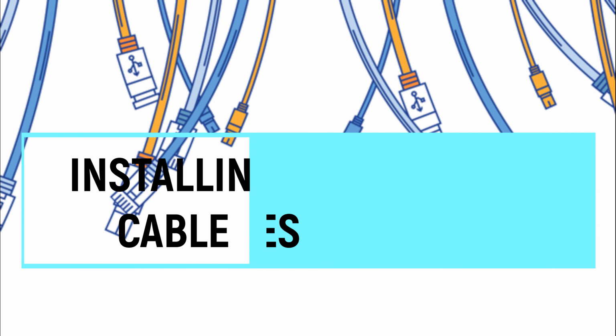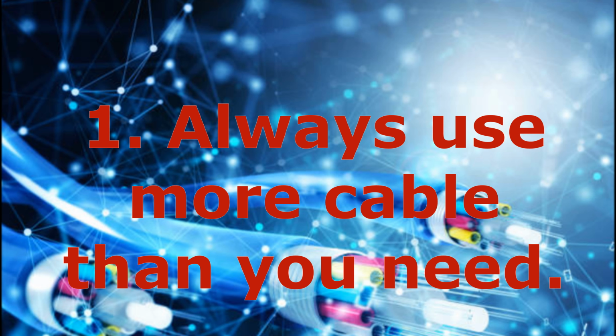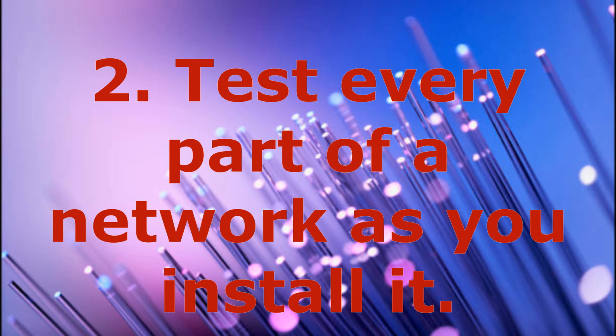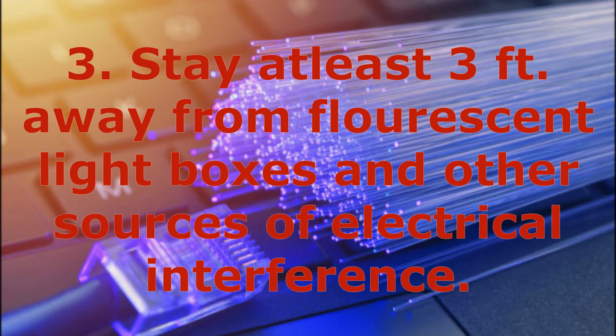When running cable, it is best to follow a few simple rules. First, always use more cable than you need. Leave plenty of slack. Second, test every part of a network as you install it. Even if it is brand new, it may have problems that will be difficult to isolate later. Third, stay at least 3 feet away from fluorescent light boxes and other sources of electrical interference.